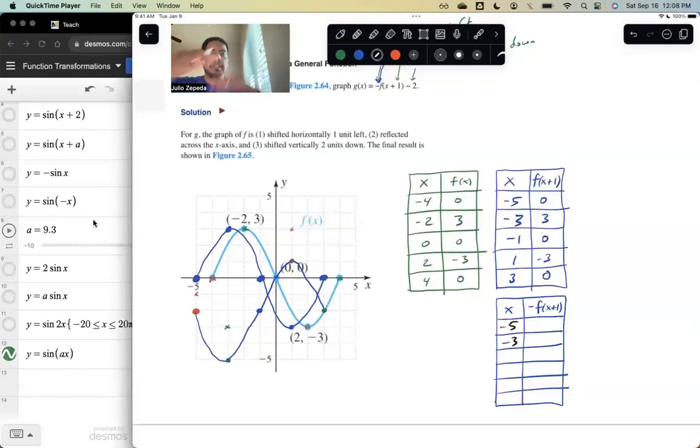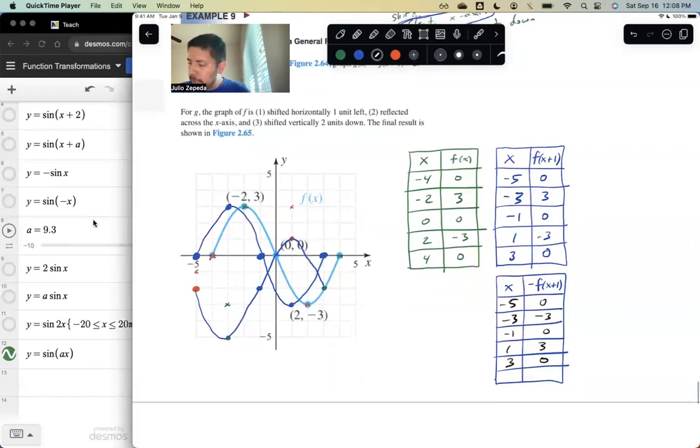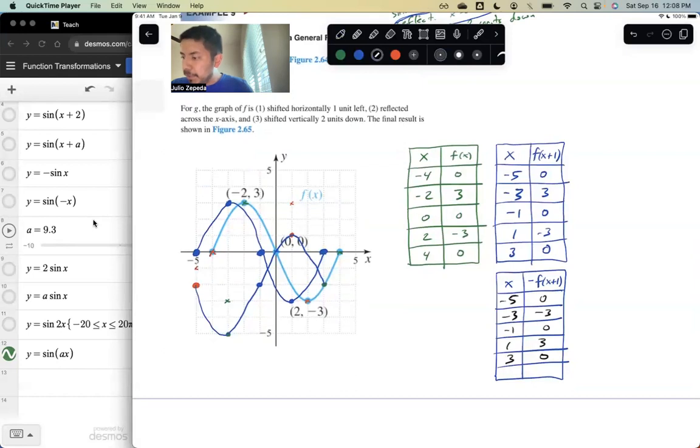When you reflect something, you flip it. If you flip something like this, the x is not changing, just the y. The y's are changing to their opposites. So the x's would stay exactly the same. All of the y values would now flip. So that'd be 0, -3, 0, 3, and 0. I'm just changing the y values from up above. And so let me graph these new points in black.